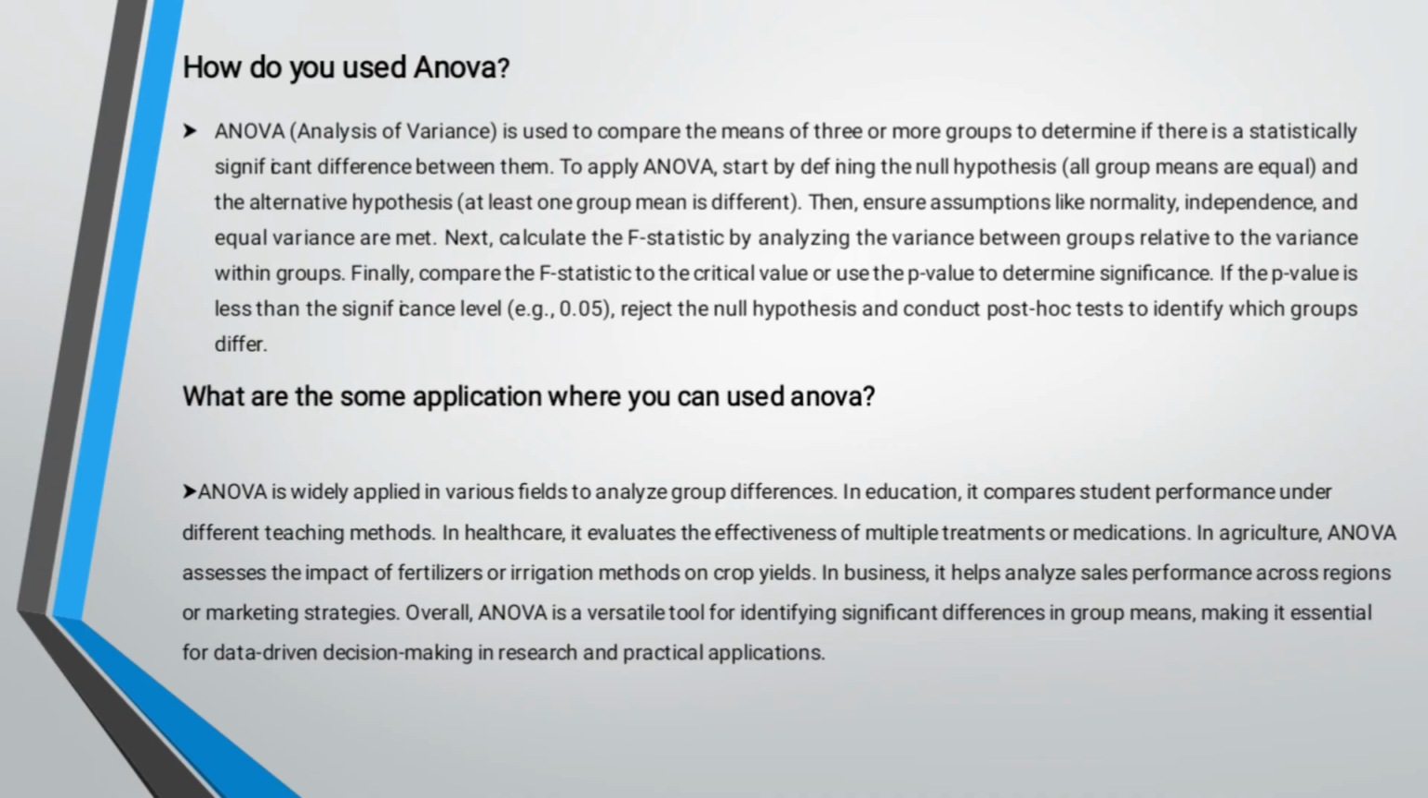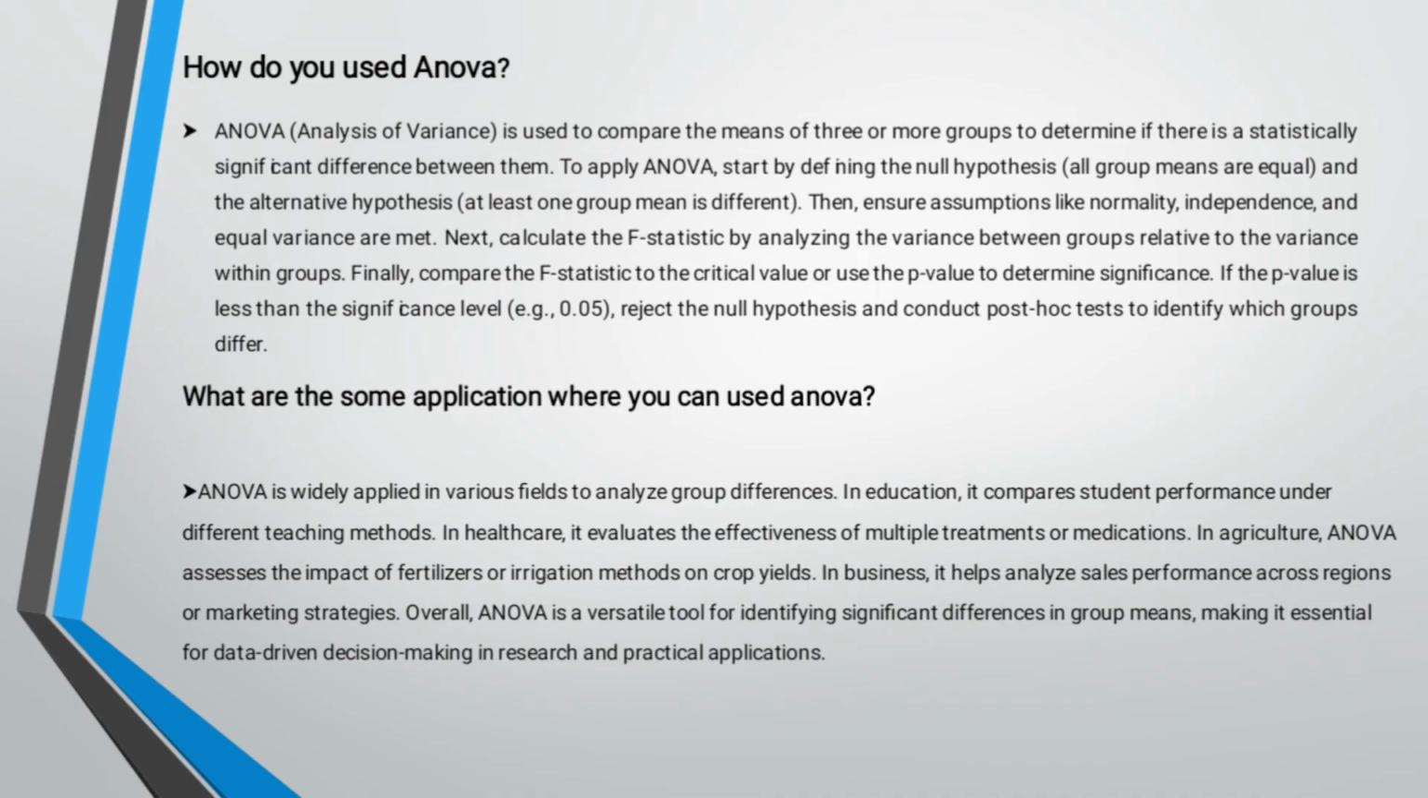What are some of the applications where we can use ANOVA? ANOVA is widely applied in various fields to analyze group differences. In education, it compares student performance under different teaching methods. In health, it evaluates the differences of multiple treatments or medications.